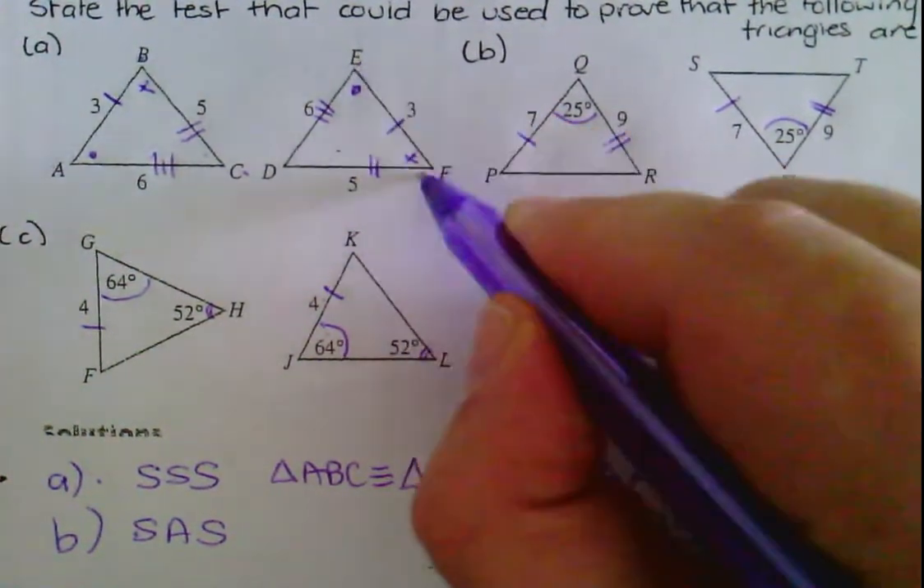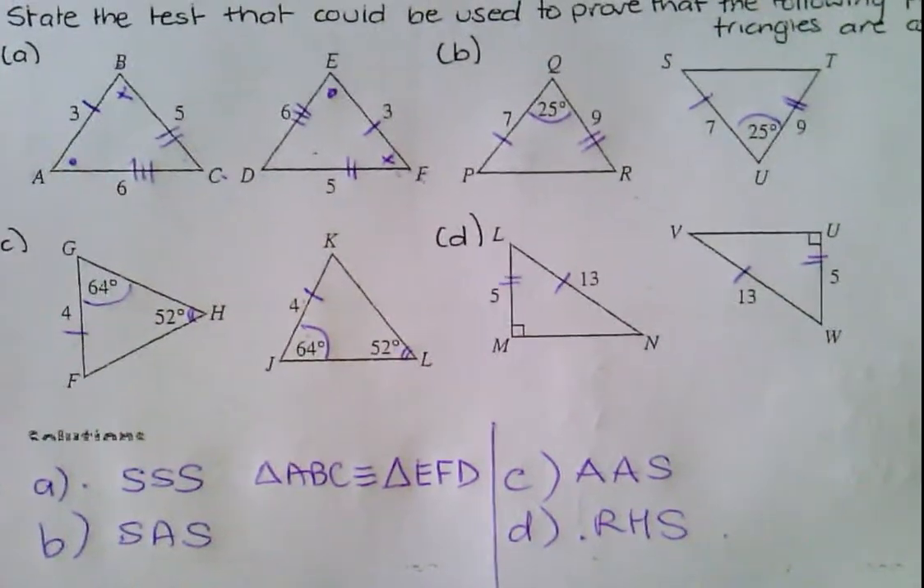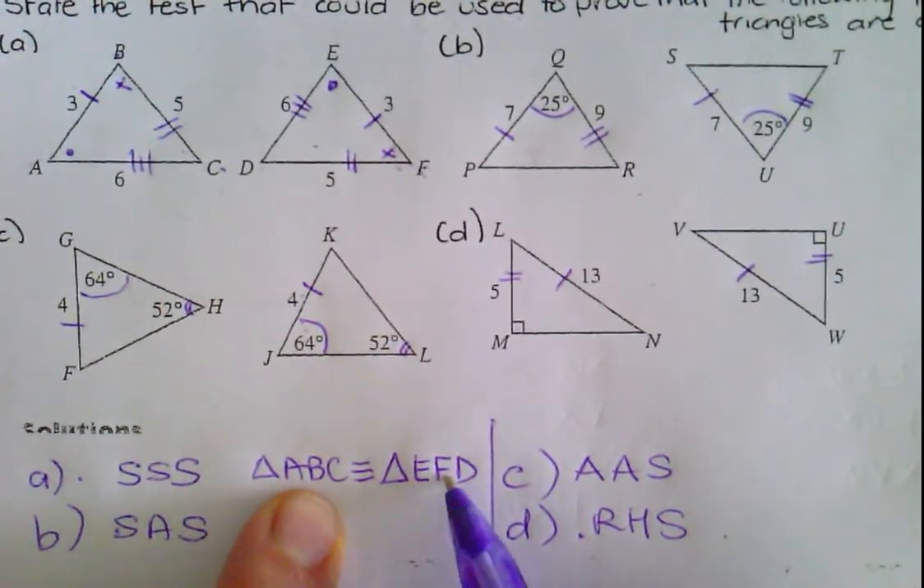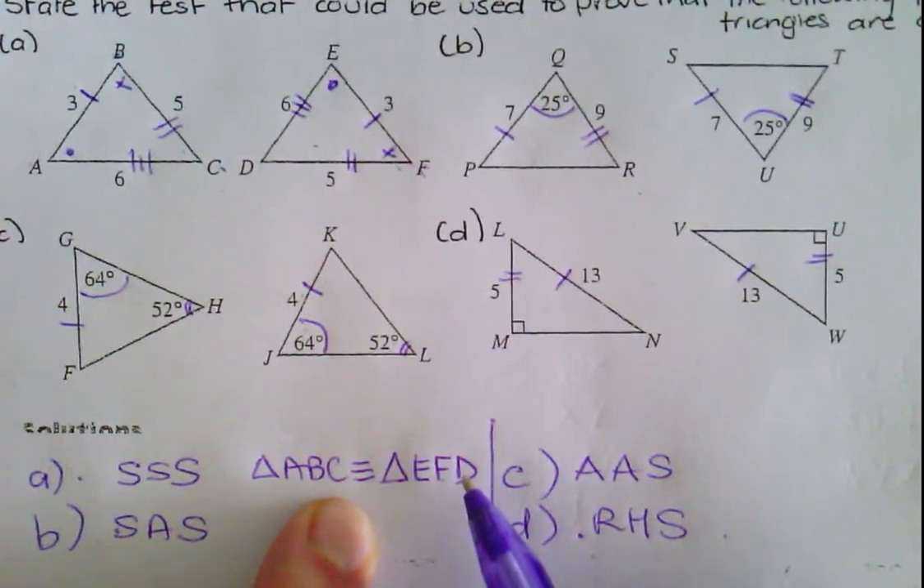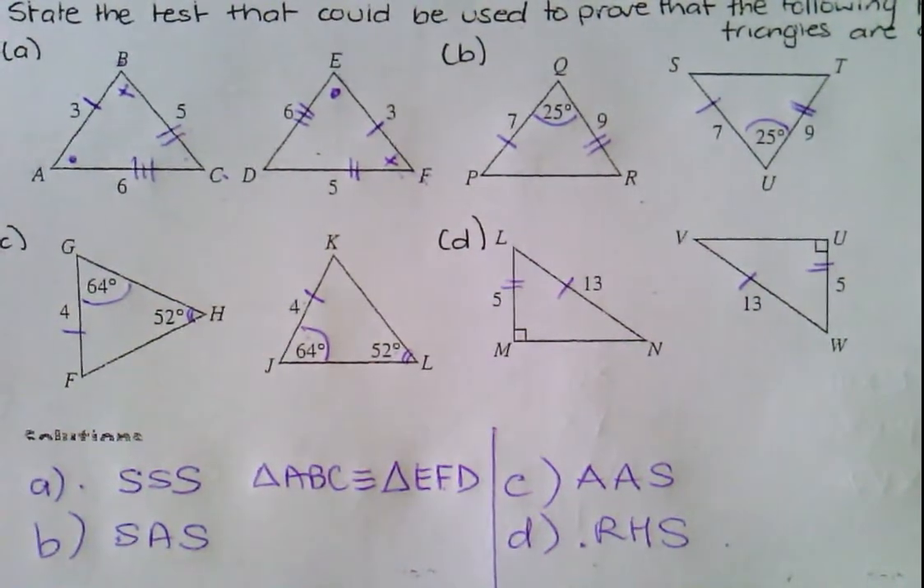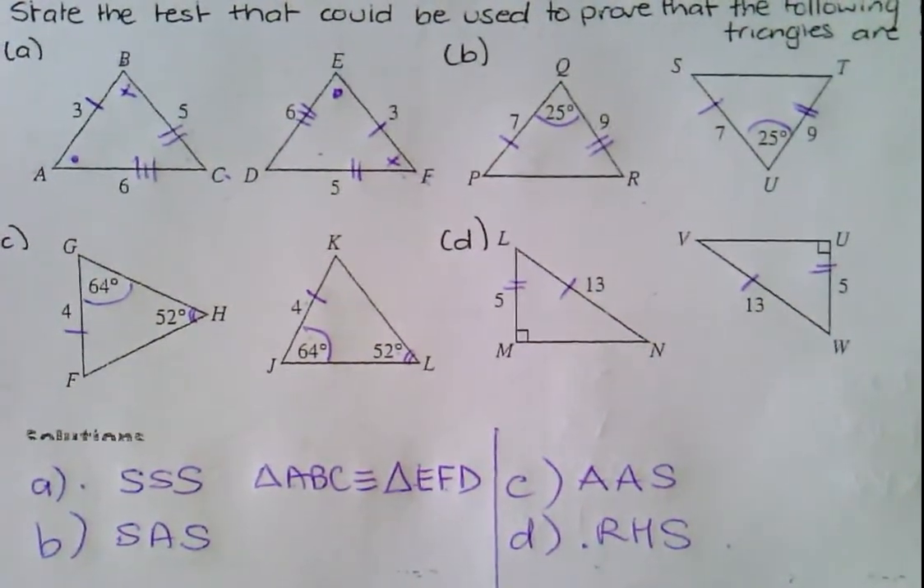Dot cross blank is EFD. Got it? That's the other way of doing it. Yes. As long as A's partner is E, B's match is F, and C's match is D, there are 3 ways you could do this. Someone could say triangle CBA is congruent to triangle DFE, and someone could say triangle BAC is congruent to FED, as long as the order is the same.